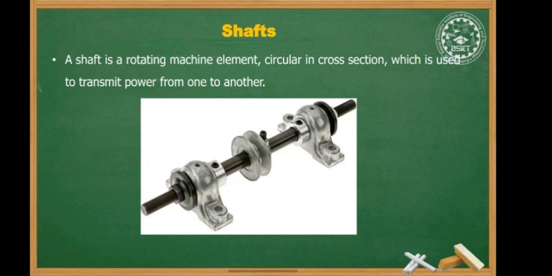So shaft is a rotating machine element, circular in cross section, which is used to transmit power from one to another. Generally you can see in engines, the engine shaft is transmitting power which is induced in the engine to the wheels of a vehicle. Such shafts are shown here.